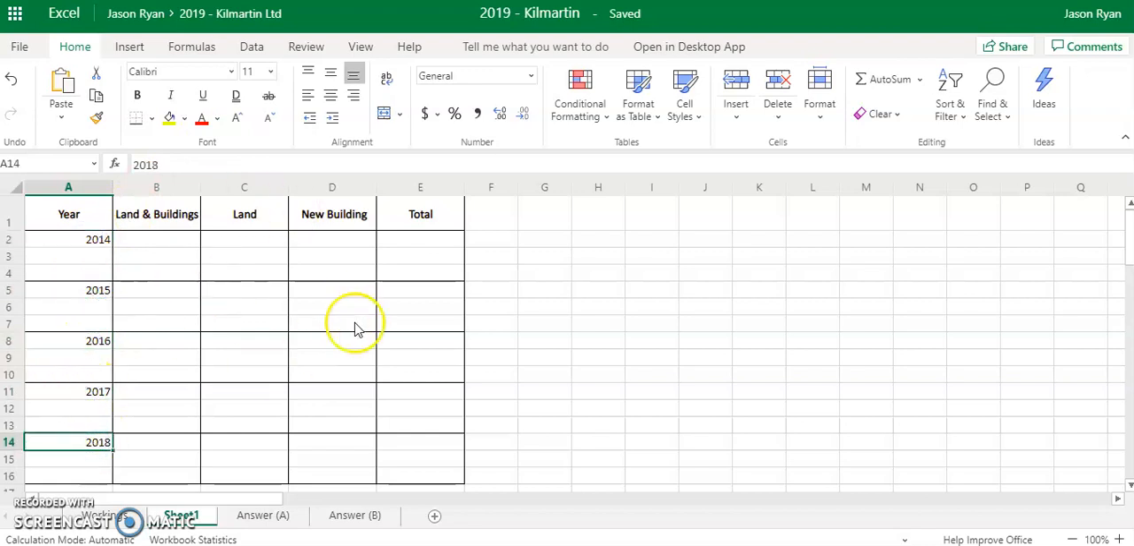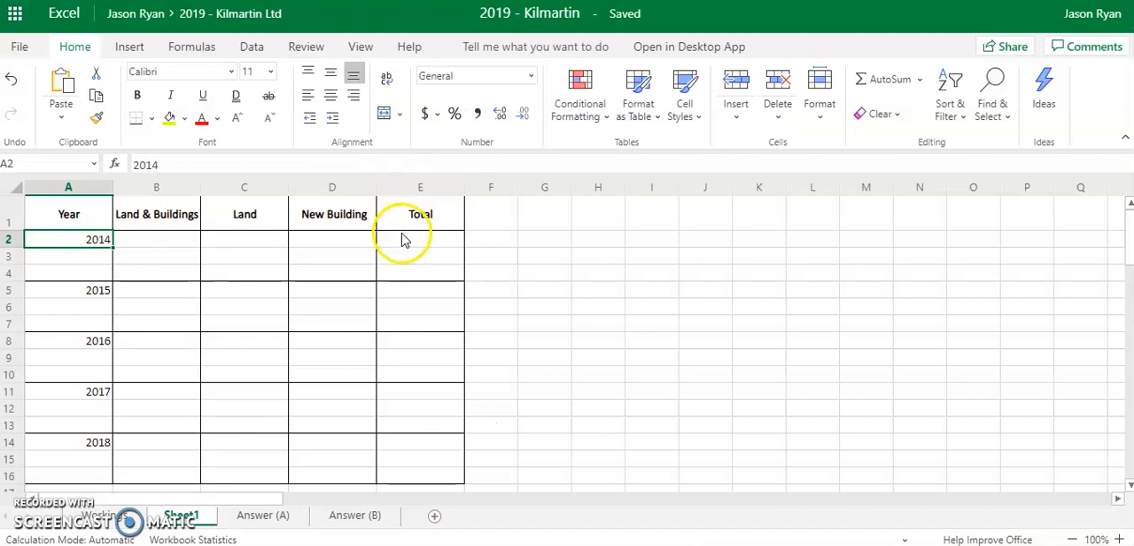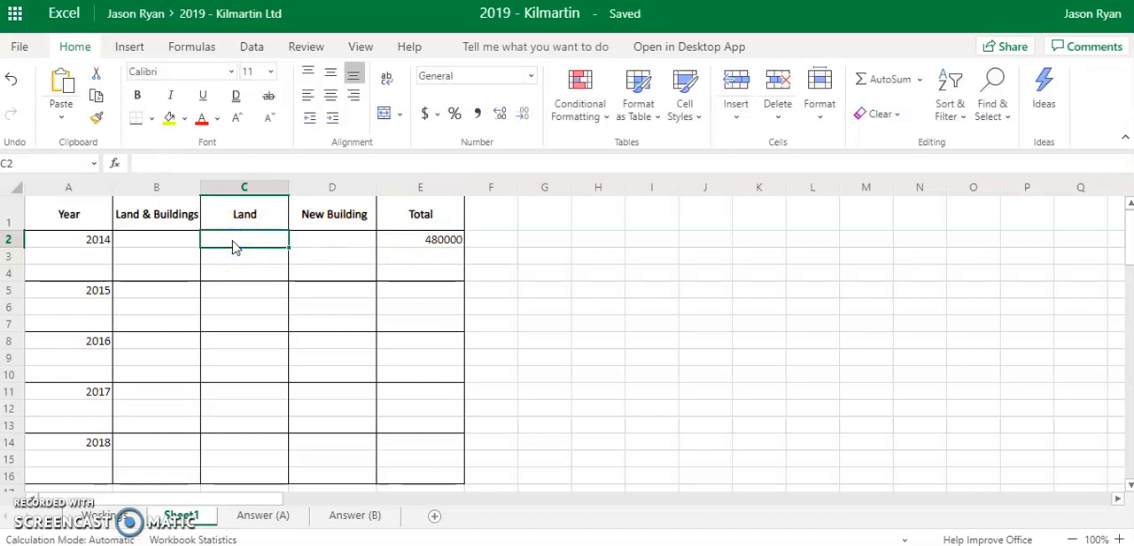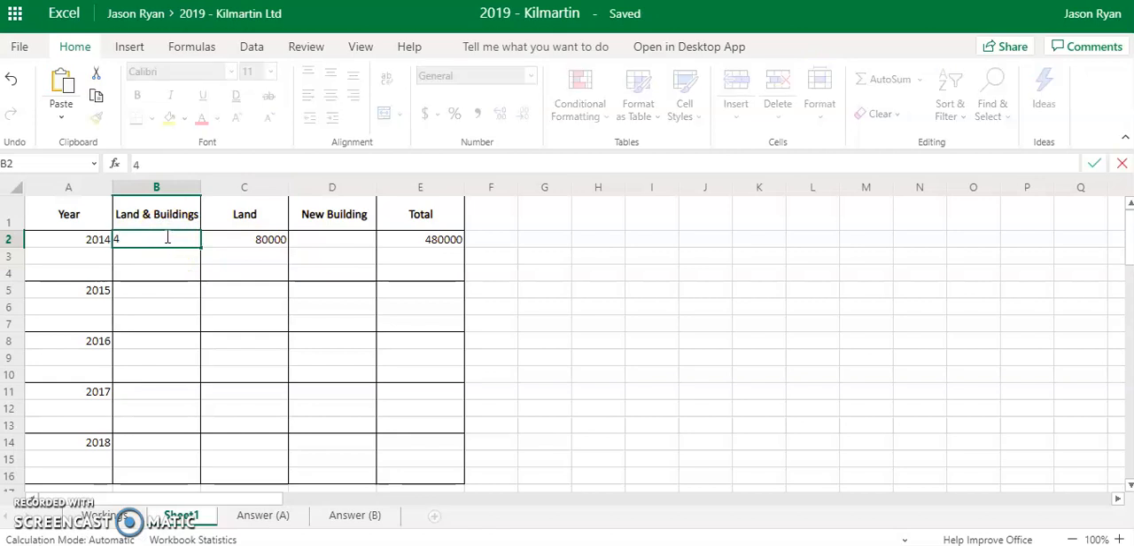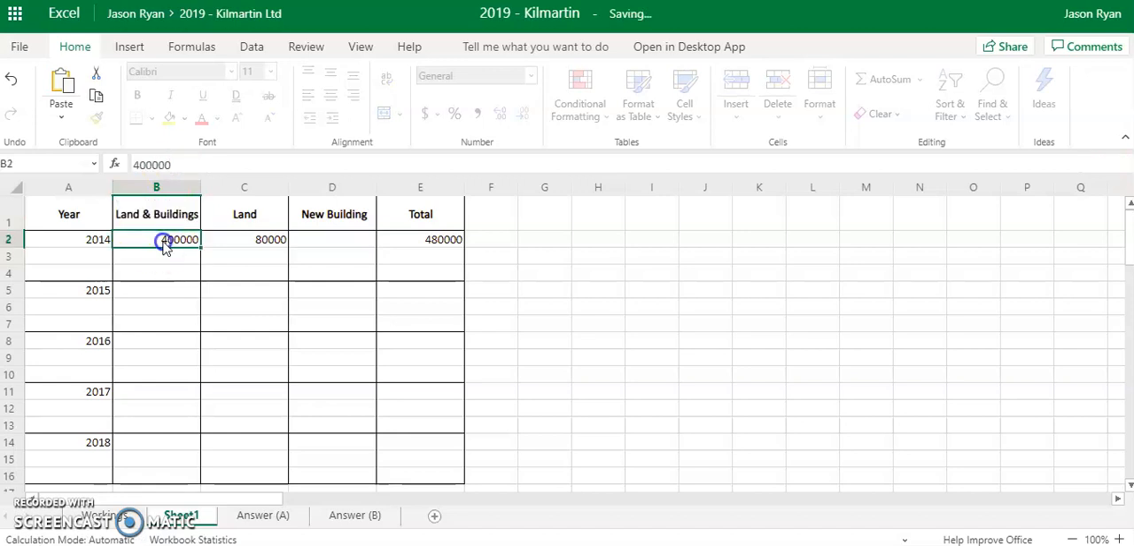Next thing we do, we need to fill in the table with the value that we have for land and buildings, land, and new buildings, depending on what happened in that year. So to start it off, we take the information from the start. It tells us on the 1st of January 2008, they purchased a new building for 480, consisting of 80 for land and 400 for buildings. So in here, we're going to have the total of 480,000. Your land is 80,000, and your buildings would be 400,000.